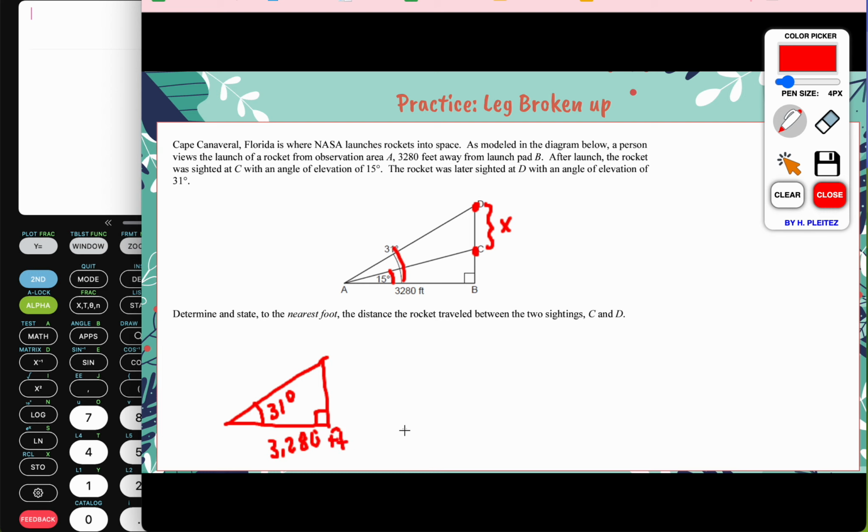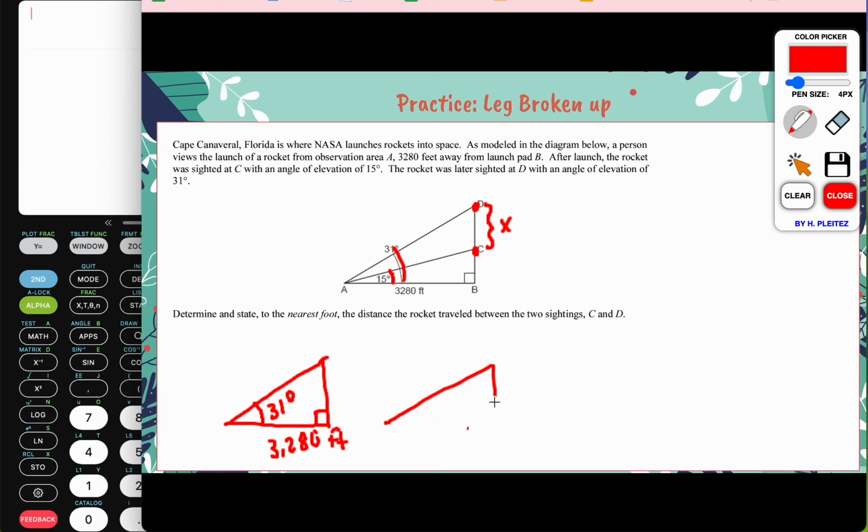Then the smaller right triangle, which is ACB, is going to have a right angle here, but then this angle is 15 degrees, and then the bottom is 3,280 feet. Now, I'm not going to be able to use trig to get this side on its own, because it's not a part. If you letter your triangles, this is ABD, and this is ABC. CD is not a part of a triangle in itself. So what we're going to need to do is find the value of DB first. Find this entire thing first.